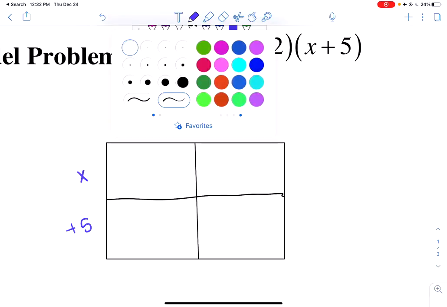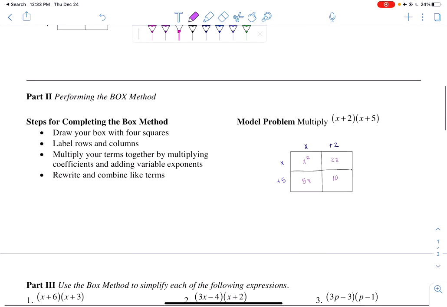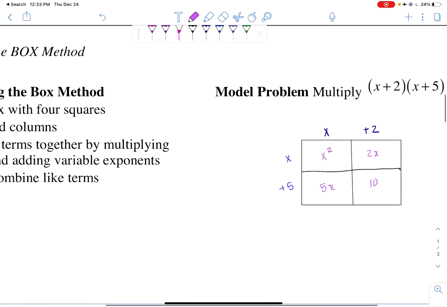Now I'm going to ask myself what x times x is. Well, x times x is x squared. What's x times 2? It's 2x. What's 5 times x? It's 5x. What's 5 times 2? It's 10. So now I have my multiplication done. I have an x squared, a 2x, and a 5x.